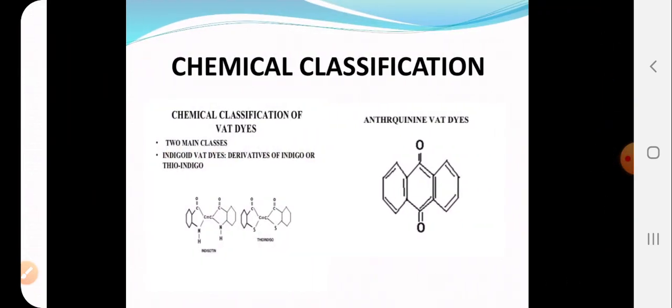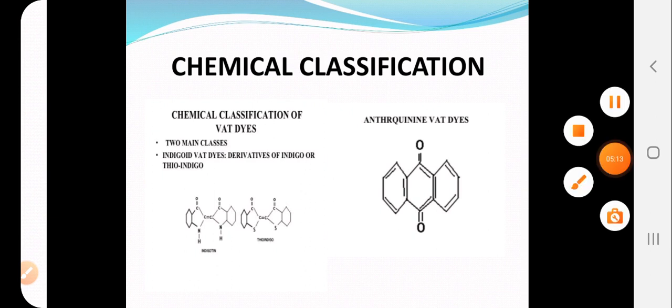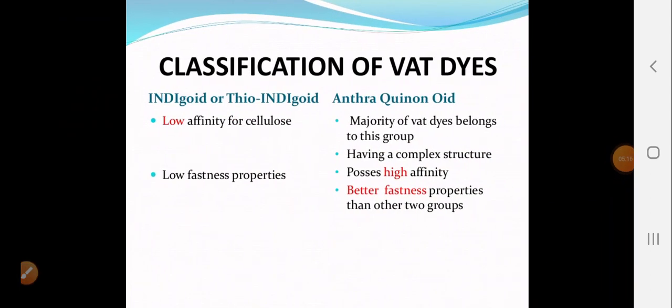Chemical classification of vat dyes. The two main classes are indigoid vat dyes and anthraquinone vat dyes. Indigoid dyes possess low affinity for cellulose and low fastness, whereas anthraquinone types, to which the majority of vat dyes belong, have a complex structure and possess high affinity and better fastness as compared to the previous one.